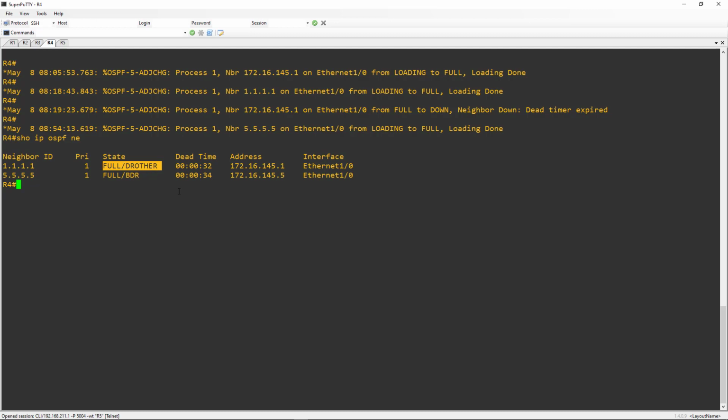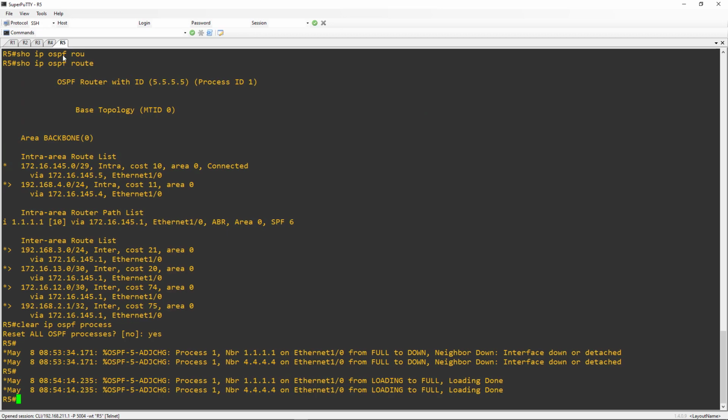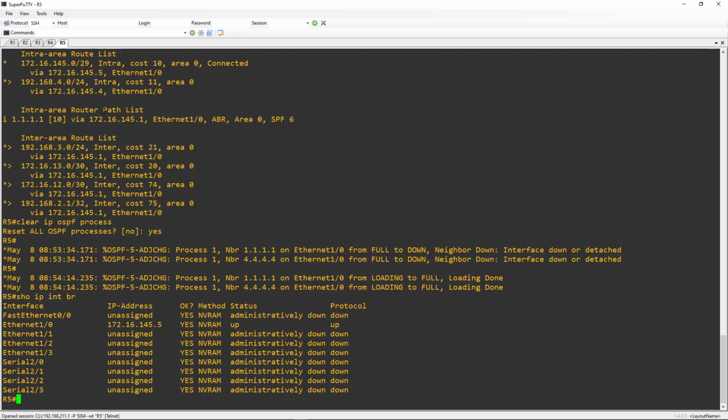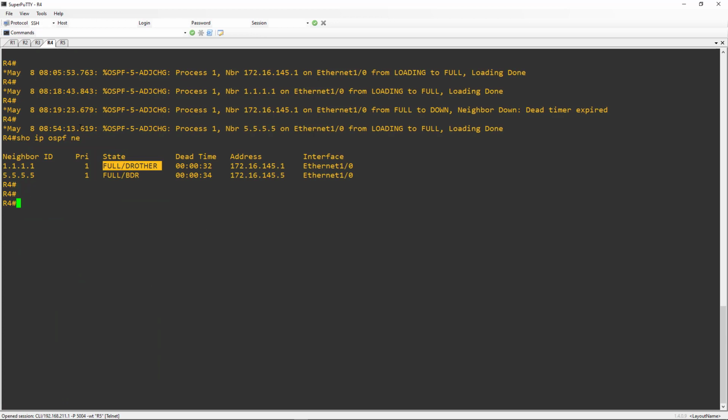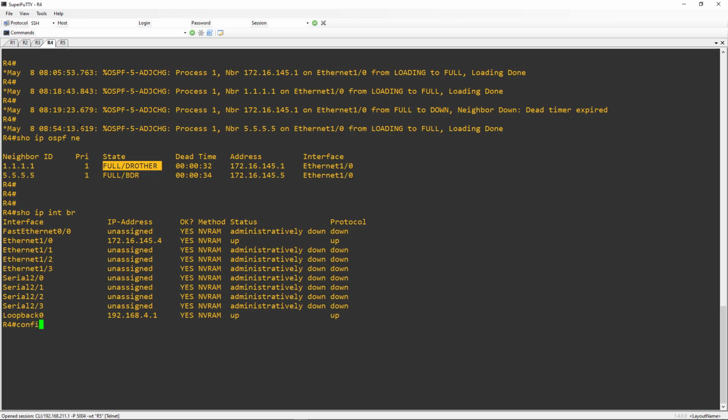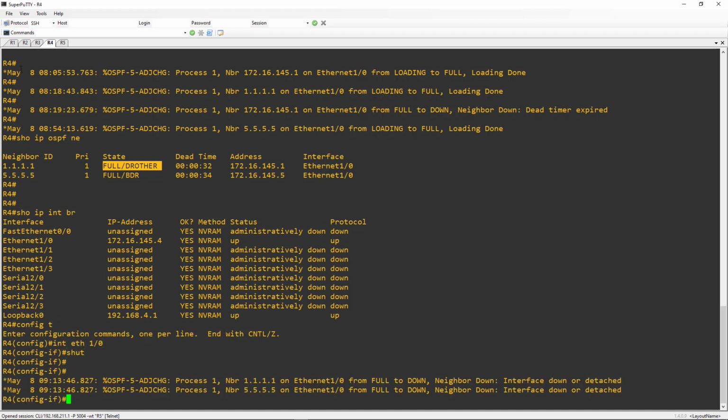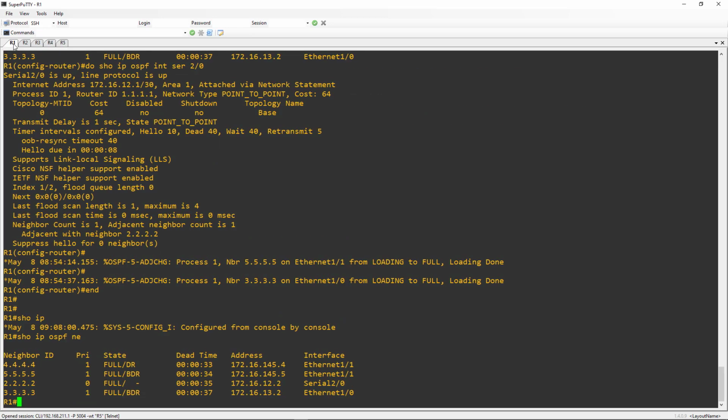Now, if I go ahead and bring that interface back up, and the adjacency reforms, and if I go back to router 1, I can see in this particular case, well, I guess I didn't do it quickly enough. Router 4 actually became a DR other. Router 5 is the DR, which means router 1 must be the BDR in this particular case. All right, but you can see how that process is just automatic.